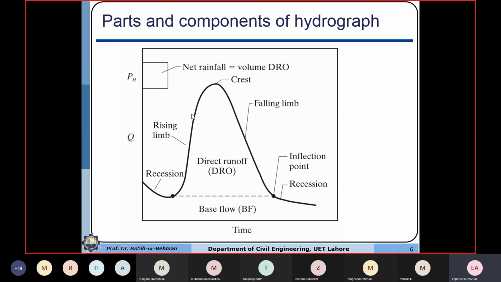More quick contribution, like in case of rainfall, than the snow melt. There are many factors which affect the rising limb and the slope of this rising limb. It can be a steeper slope, it can be a milder slope. In case of steeper slope, there is less time to peak, more peak discharge, and more quick peak discharge. And secondly, less peak discharge and more time to peak.